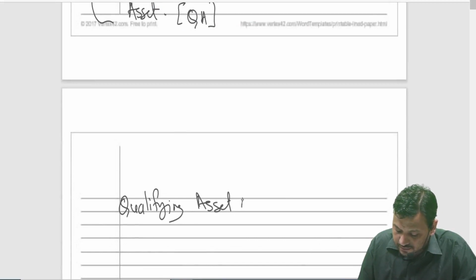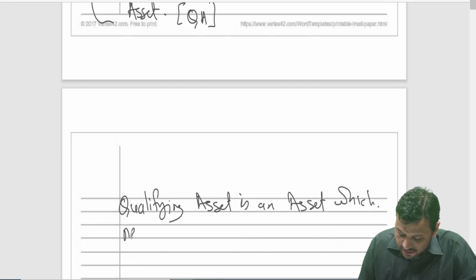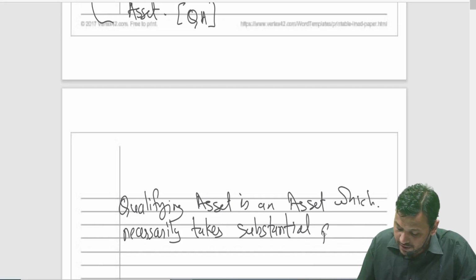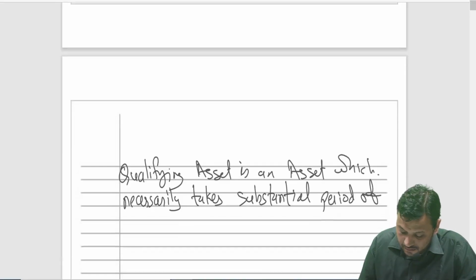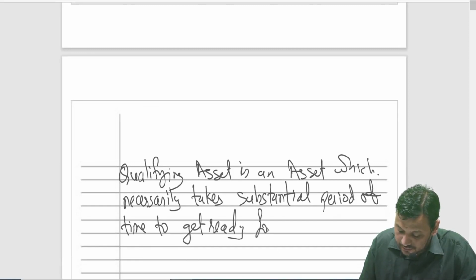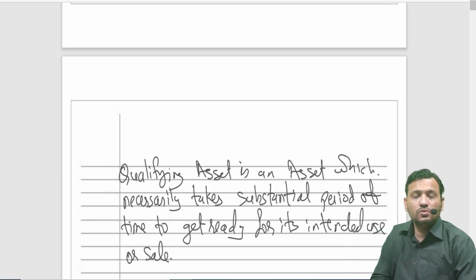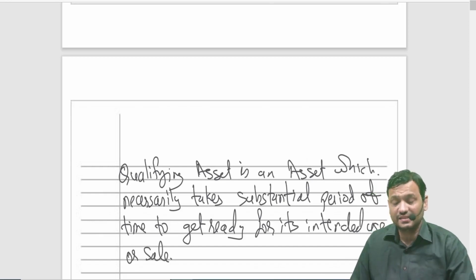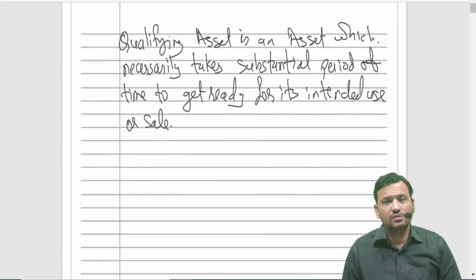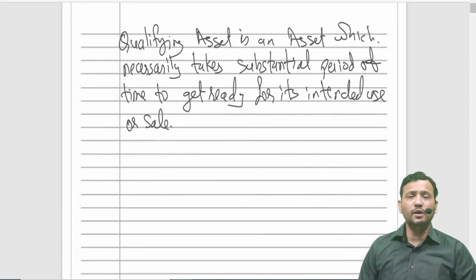Qualifying asset is an asset which necessarily takes substantial period of time to get ready for its intended use or sale. So a qualifying asset is an asset which necessarily, means it is part and parcel of that asset. That period is very much important.